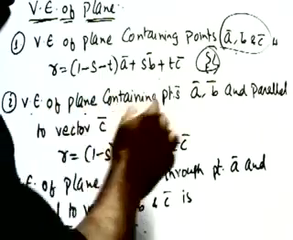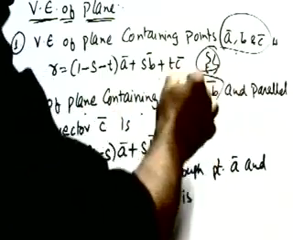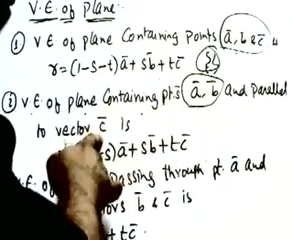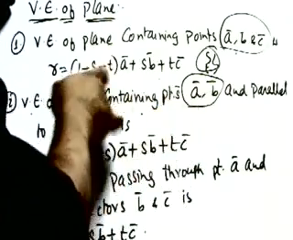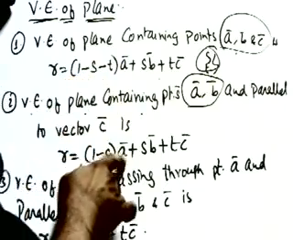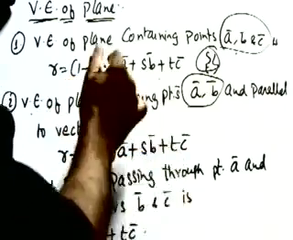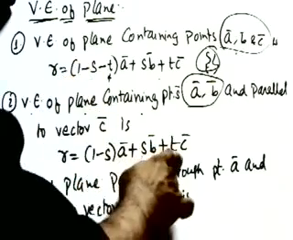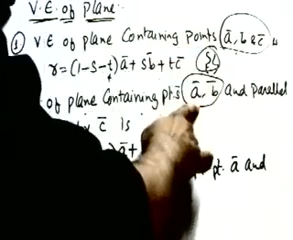If 2 points are given, the vector equation of the plane passing through the 2 points a, b and parallel to vector c: 2 points are given and parallel to c, then we take out this t from here. So r equals (1 minus s) times a plus sb plus tc.